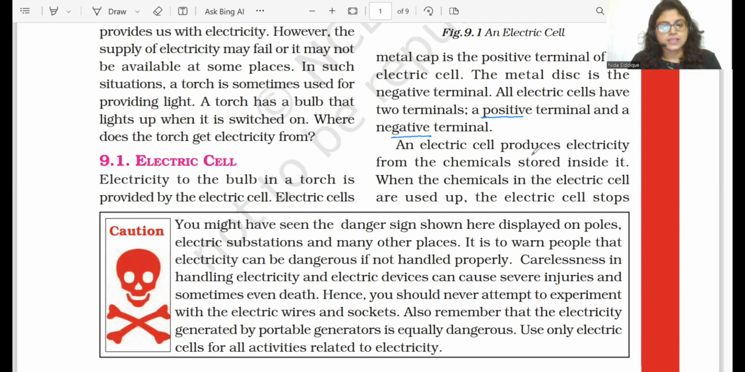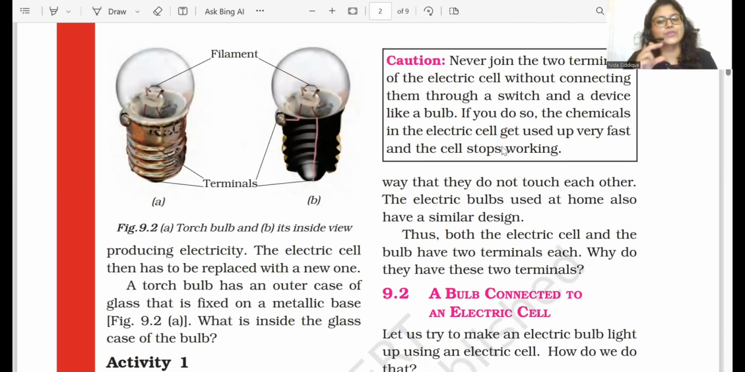Now, an electric cell is going to produce electricity by using the chemicals that are stored inside the cell. So when the chemicals in the cell are used up, the electric cell stops working. And gradually you must have observed, if we use an electric cell to run any device, after some days the cell stops working, because all the chemicals inside the cell have been used up. After some time we will have to replace this electric cell with another electric cell. We have to get a new electric cell.